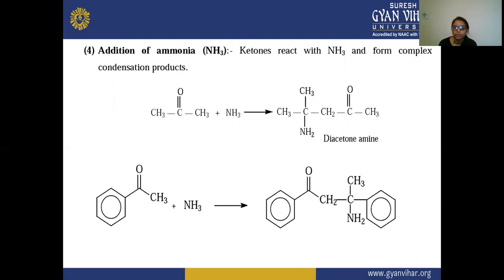So, addition of ammonia. In the case of addition of ammonia, the ketone reacts with this NH3, that is your ammonia, and it forms a condensation product. Here you will see that this is your ketone, and it is reacting with this ammonia. Then diacetone amine is formed here. So this ketone is reacting with this ammonia, and there is a formation of this diacetone amine.